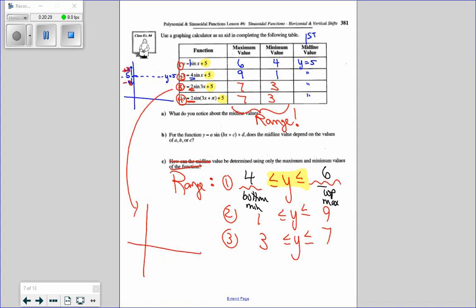So if we look at this number 3 here, if this was a test question, I would literally do it like this. I'd go +5. I'd go up 2 and down 2. So I go 7 and 3, and then I go swoop. So my range is everything from 3 to 7. I would draw the picture.